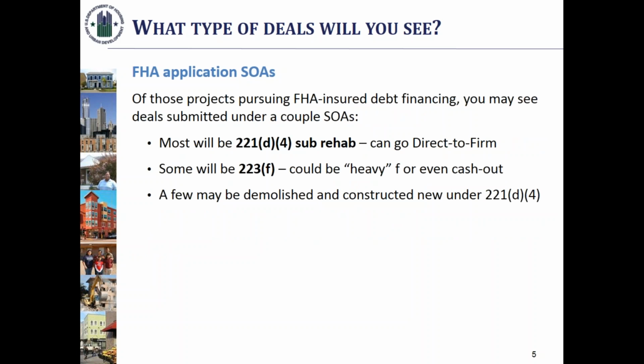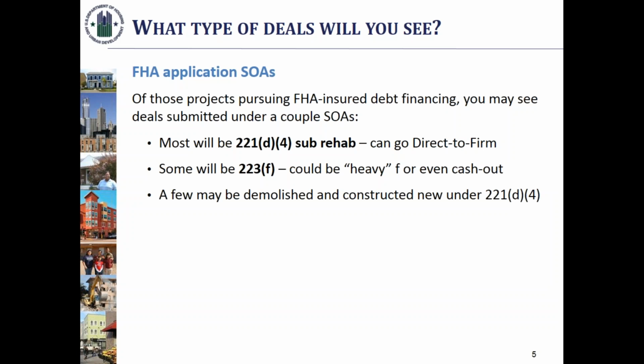15% of the deals that have closed have utilized FHA. You're going to be seeing those applications submitted under a couple sections of the Act. The majority, it sounds like about 80% of them, will be D4 sub-rehabs. And under RAD, those can actually all go direct to firm. There does not have to be a pre-application. Some will be 223Fs, about 20%, and those could be what we call heavy Fs or moderate rehabs.